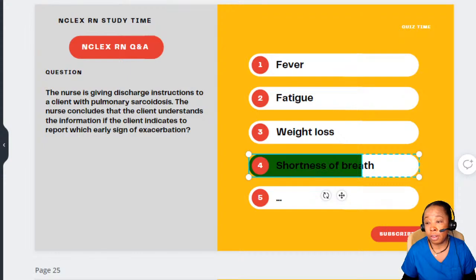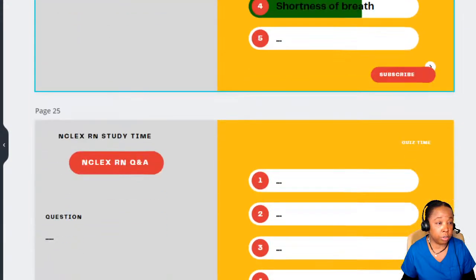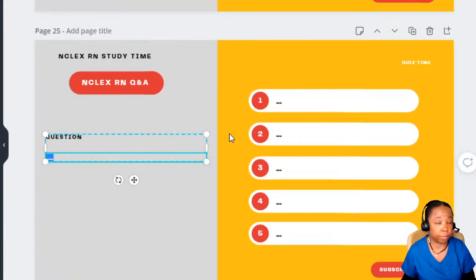Dry cough and dyspnea are typical early manifestations of pulmonary sarcoidosis. And then later on you will have night sweats, fever, weight loss, and skin nodules. Let's move on to the next one.